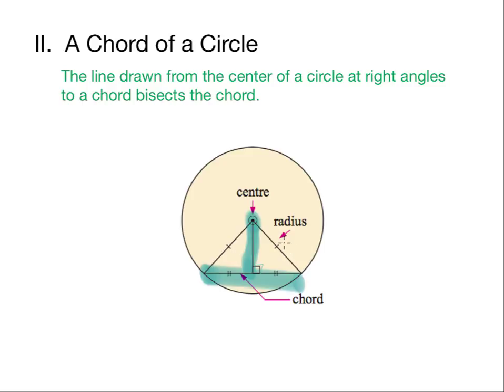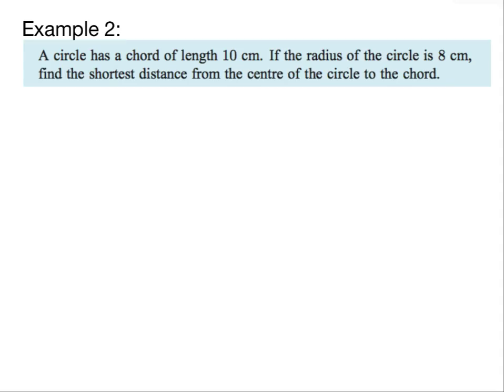Now notice that because this is an isosceles triangle, because radii are always the same length, I have formed 2 congruent right triangles, and we'll usually just solve one of those. So let's look at our next example. Example 2. A circle has a chord of length 10 centimeters. If the radius of the circle is 8 centimeters, find the shortest distance from the center of the circle to the chord. So again, let's start by drawing a diagram of this situation.